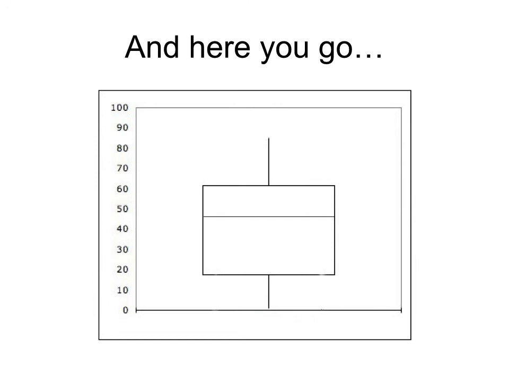The distance here between the third quartile and the first quartile is called the interquartile distance, or the IQD. Okay.